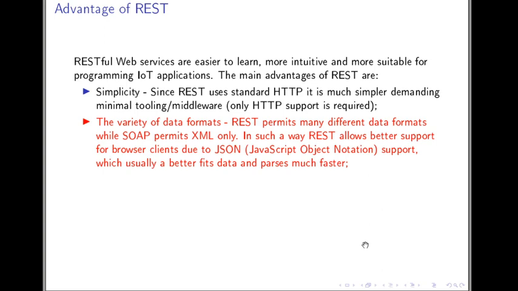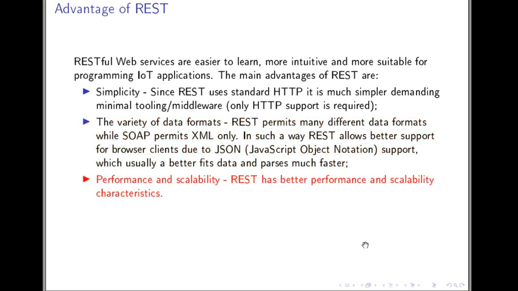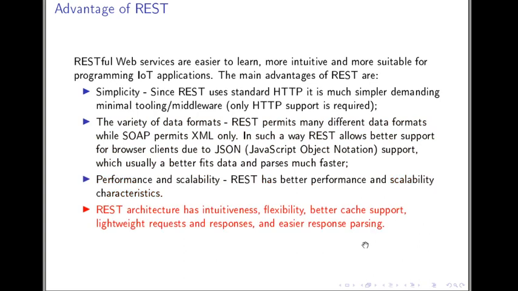SOAP does not define an architecture. REST defines an architecture, while SOAP is fully a protocol that follows service oriented architecture. SOAP permits XML only, whereas REST allows better support for browser clients since it supports JSON, HTML, simple text, and many content types. Performance and scalability: REST has better performance and scalability characteristics. REST architecture has intuitive flexibility and better cache support. REST is stateless, which means responses can be cached. Requests and responses are lightweight, and responses are easier to parse.